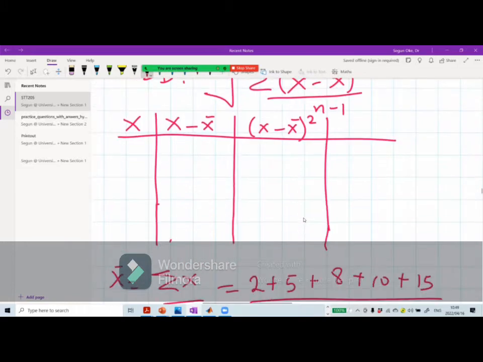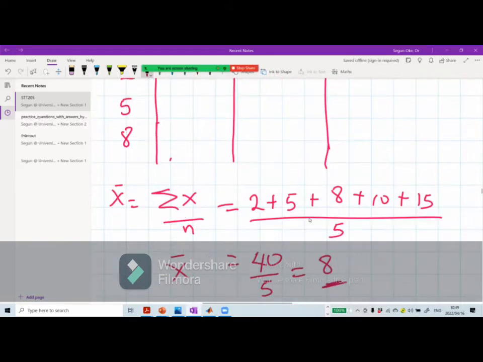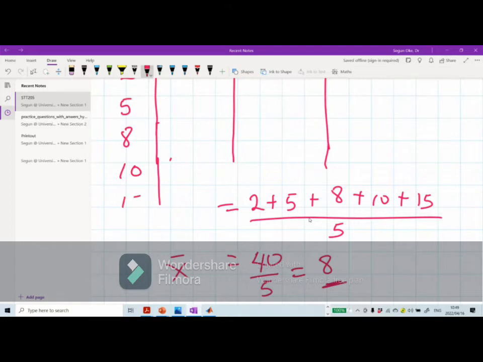Now let's list all our x here. The first x is 2. Next? 5. 8. 10. 15. I will clean this one though, if you want to write. No problem, sir.